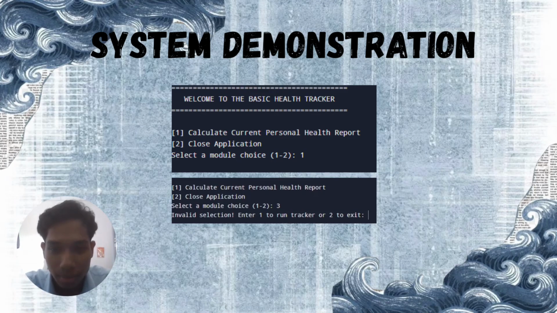This slide demonstrates the main menu of our basic health tracker system. When the program starts, user can choose between two options: calculate current personal health report or close application. The system also validate user input. If a valid option such as 1 is entered, the program continues. However, if an invalid option such as 3 is entered, the system display an error message and asks the user to enter a valid choice again.